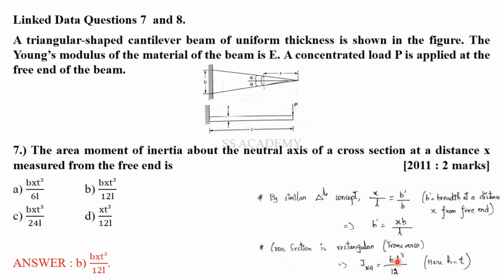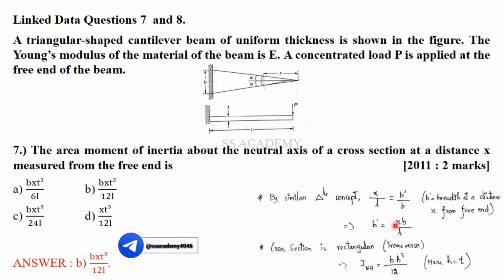We know that since it is a rectangular cross section, when you cut it transversely, you will be getting a rectangular cross section. The moment of inertia about the neutral axis is given as bh cube by 12. We know that here we must substitute b dash. It is a generalized formula. Here we are calculating at this cross section at a distance x. Here it is given as b dash.